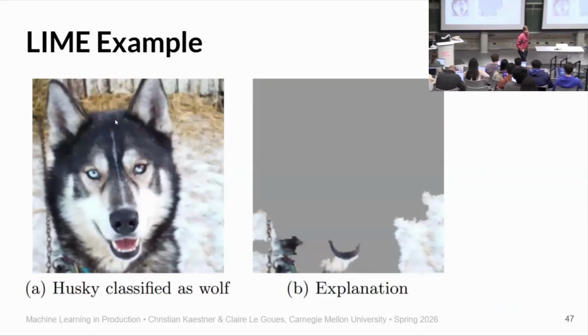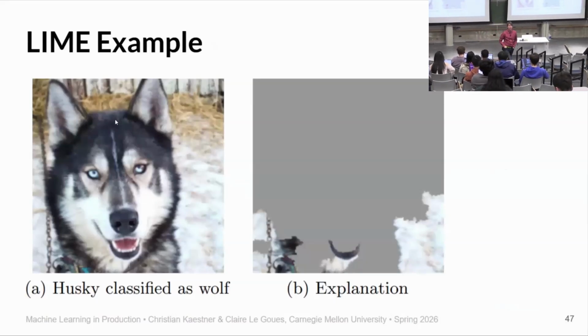So you can take every single pixel of an image as a feature and then see which pixels were the most influential for the decision. What's going on here? It grayed out everything that's not very influential. So this one here was trying to classify a husky and thought it was a wolf.